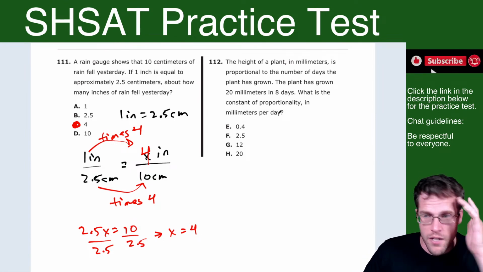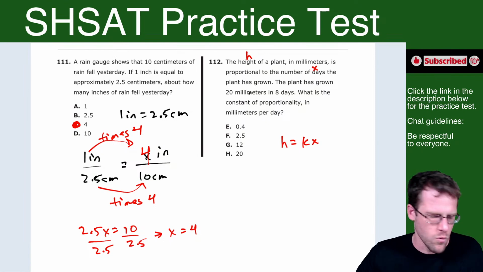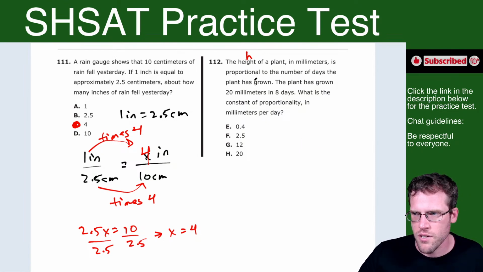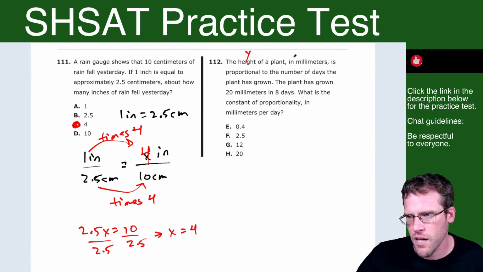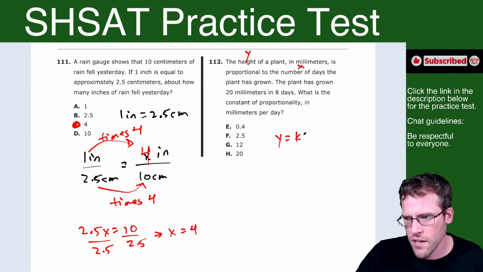All right, we're closing in. The height of a plant in millimeters is proportional. Oh, here we go again. The height, I'm going to call h, is proportional to the number of days. I'll put x. So h is equal to k times x. How about I call it y and x? Why am I using h? I guess h for height. Alliteration is nice, but height is y, days is x. So y equals kx.